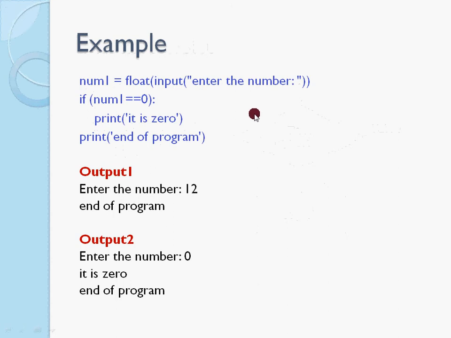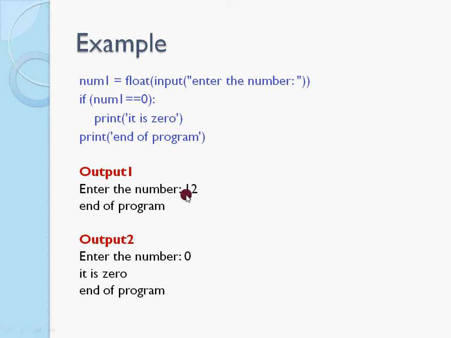Here is an example. We get an input number, convert it into float and assign it to num1, and we check whether the number we entered is 0 or not. That's all. So we write if, and the condition is num1, then the equality checking operator, double equal to symbol, and then 0, colon. If this condition is true, I just print it is 0. If not, I come to the end of the program. So these are the sample outputs.